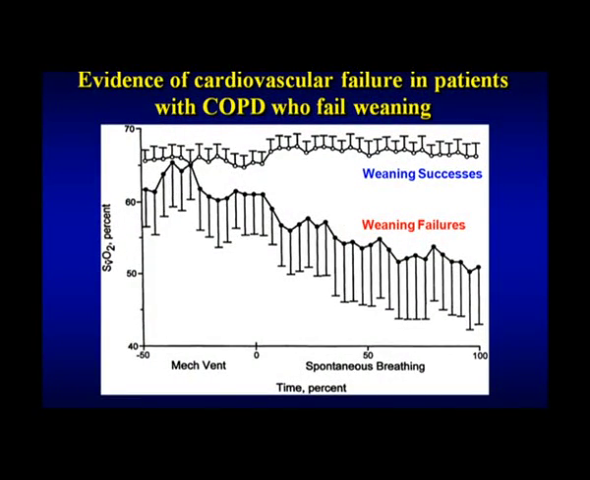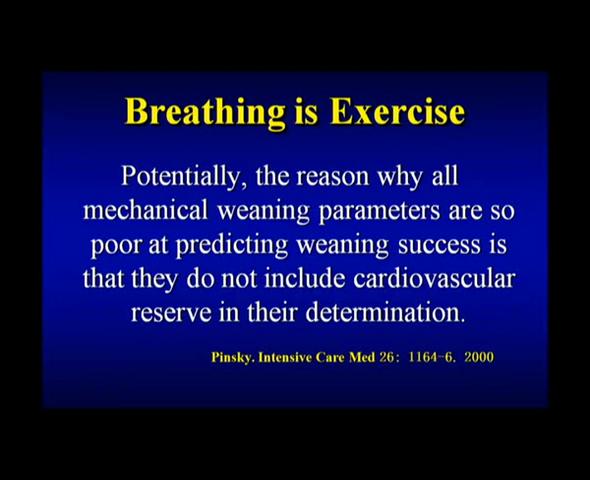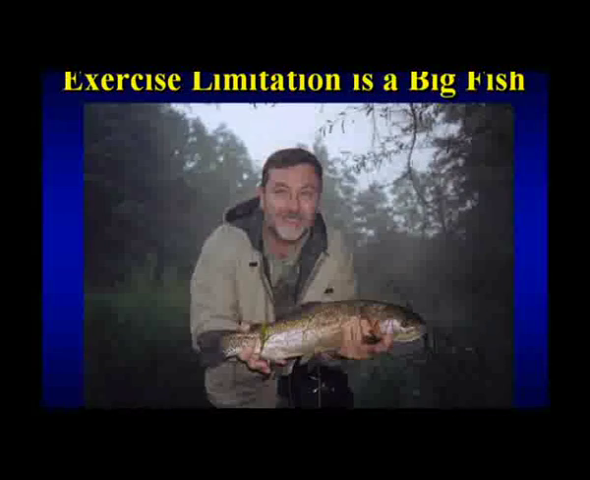Amal Jabran then said, if this is the case, I should see the mixed venous oxygen saturation falling because the cardiac output will be inadequate to meet the needs. And that's exactly what she saw in patients who are weaning failures. Potentially the reason why all mechanical ventilation parameters used to predict who will wean or not from a ventilator are so terrible is that none of them take cardiovascular reserve into their determination. This is truly the big fish.